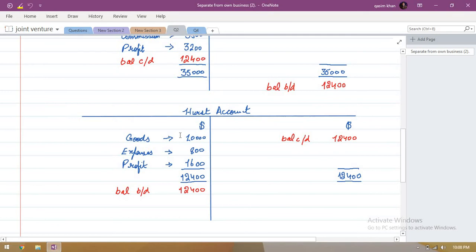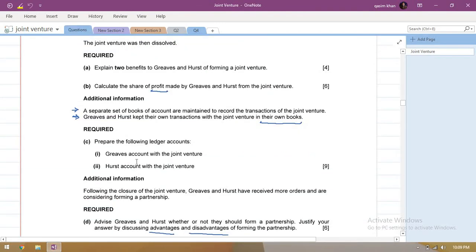In the Hurst account, he has paid 10,000 for the goods, 800 for the expenses, and his share of profit was 1,600, which we calculated in the previous part, and the total amount owed to him is 12,400. He has not made any sales and has not received anything on behalf of the business, so all the 12,400 will be payable to him. This amount will be paid by Greaves to Hurst, and he has a balance brought down on the debit side of 12,400. Debit side means this is an amount receivable.